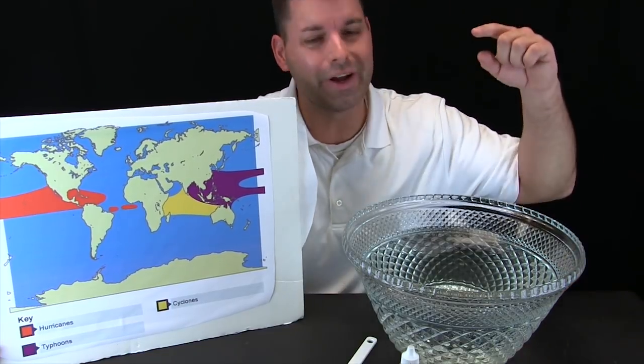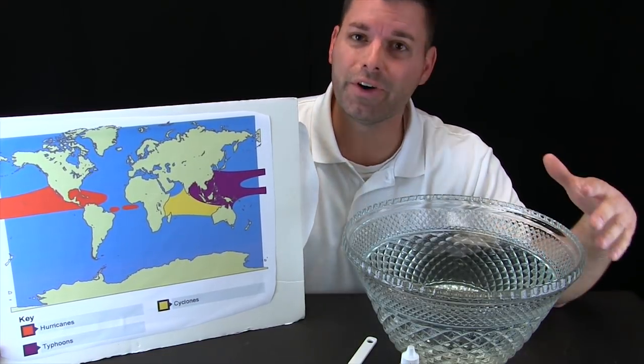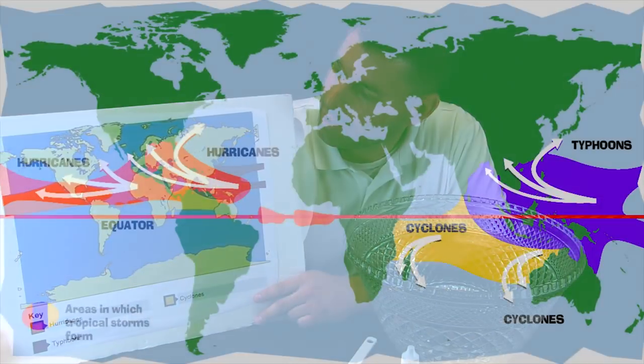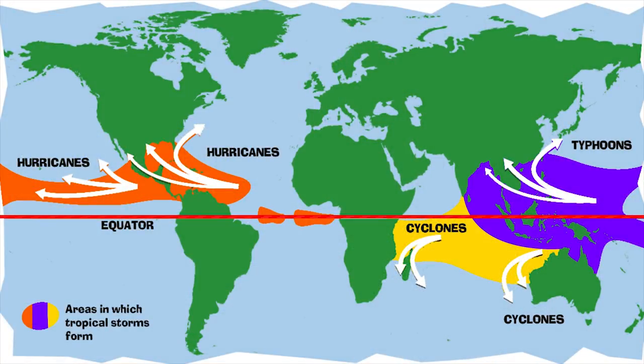To do that, we're going to try and make a hurricane in this bowl, but first, let's take a closer look at where hurricanes form. Here I have a map. And the colored parts of the map show you where hurricanes form. What do you notice about our map? Well, the first thing I notice is that it looks like all the colored areas are happening over water. What kind of water? Well, the ocean.